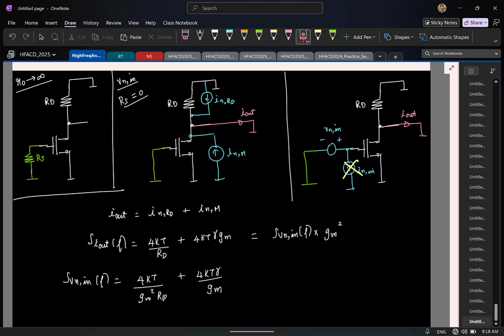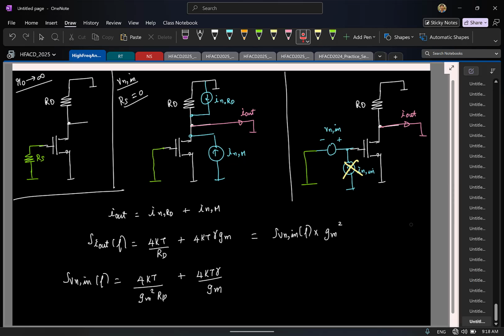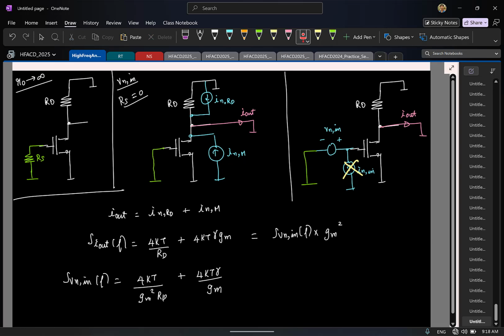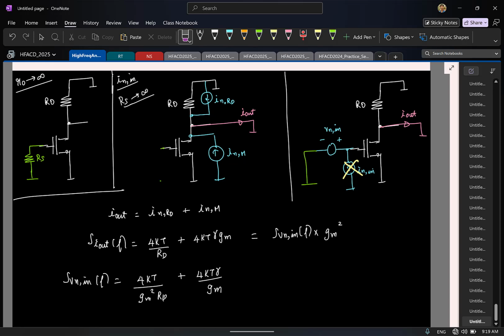So this is the voltage. Let's also compute the current. And if our understanding is correct, the current should come out as 0. Let's verify it. I'm interested to find, let us say, the input referred noise current. What will I use for RS? I'll make it infinity, which means this is open, this is also open. So here the contribution will be only due to the current.